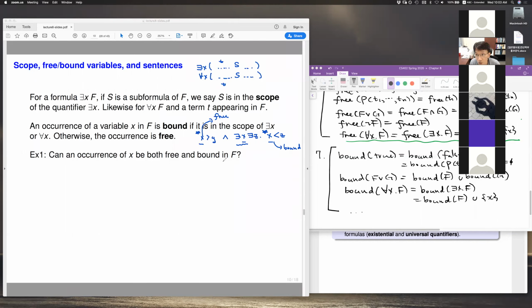So now here's one question. I'll give you maybe 30 seconds to think about this. Can one occurrence of X be both bound and free in a formula? An occurrence can be something like this guy, or this X is another occurrence. The answer is yes or no. Just think about this and I'll give you the answer in 30 seconds.